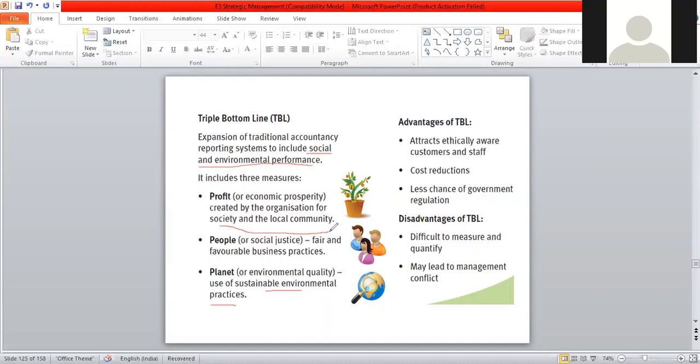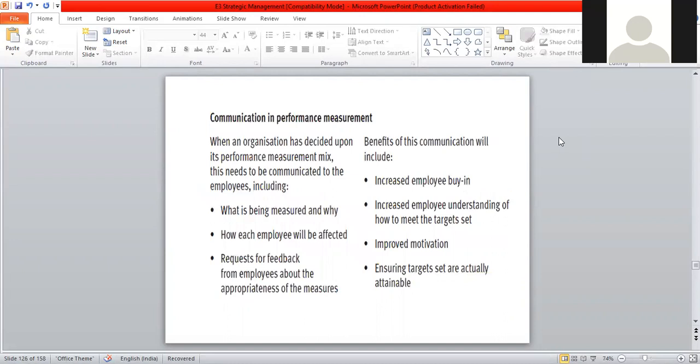Then disadvantages of TBL are that it is difficult to measure and quantify, and may lead to management conflict. Conflict because some of them may give utmost importance to these aspects. Some of them may be focused towards maximizing their profit. So this may lead to management conflict.